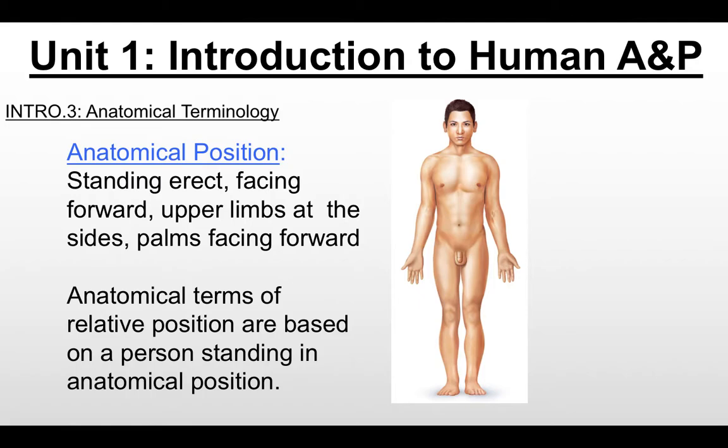So we collectively, as an anatomy and physiology community, have agreed that anatomical position is when you're standing straight up, facing forward, your upper limbs are at your sides, and your palms are facing forward. And that is part of it that's a little bit awkward. Most of us, when we stand still, tend to have our palms facing inward towards our thighs. But in anatomical position, we're going to say the palms are facing forward.